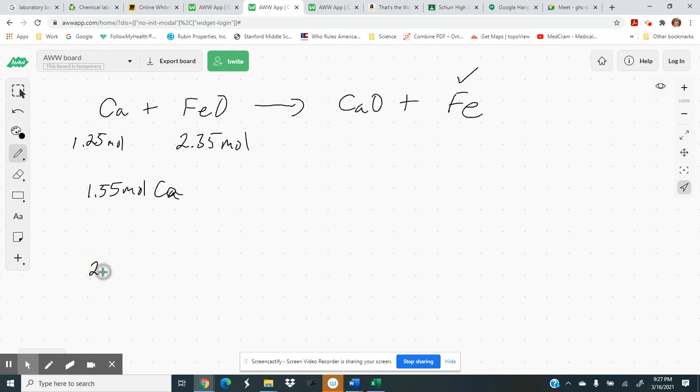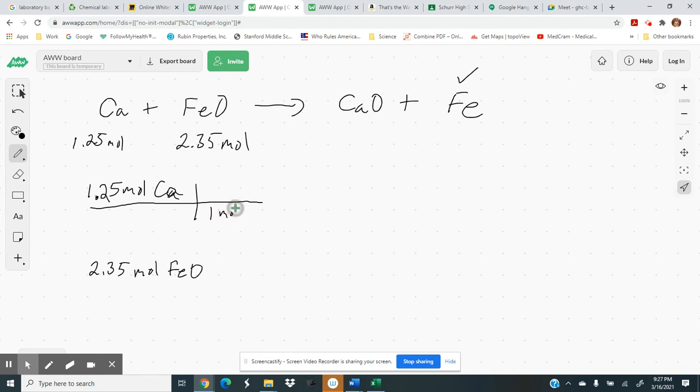I'm going to write down both my reactants. So 2.35 moles of FeO. So this is how many, that should be 1.25. I don't know how I got 1.55. Let me fix that. 1.25. And let's go ahead and convert the moles of calcium to moles of iron. And these are all balanced, right? This is already a balanced chemical equation. Everybody has coefficients of 1, so it's real simple here.